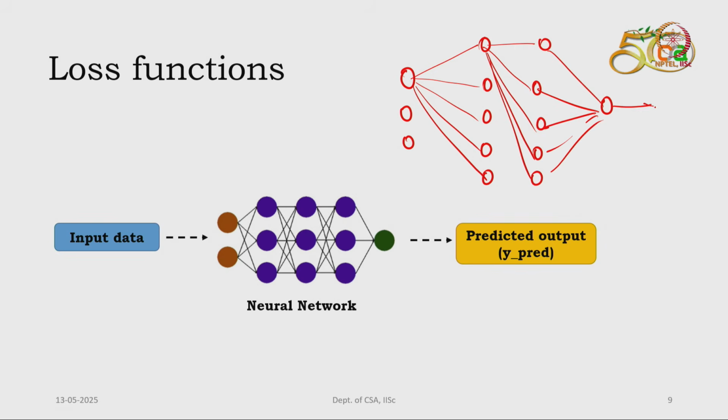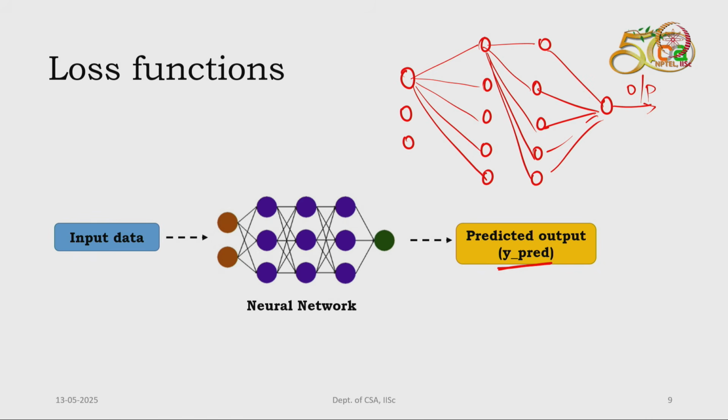Here is where you are going to get the output. At an output layer, an output neuron is going to produce the output. Once you get the output, this is the diagram that you are seeing here. Whatever output the model gives, we call that output y_predict. The model has predicted it, so we call it predicted.